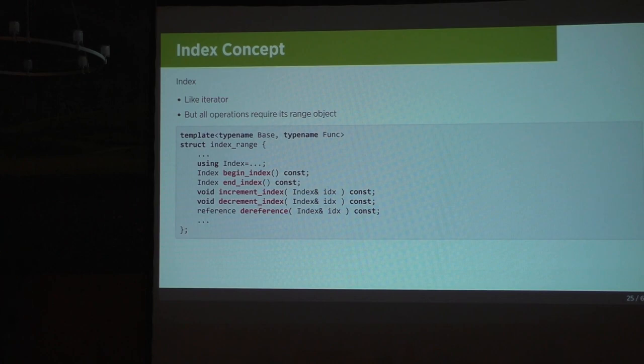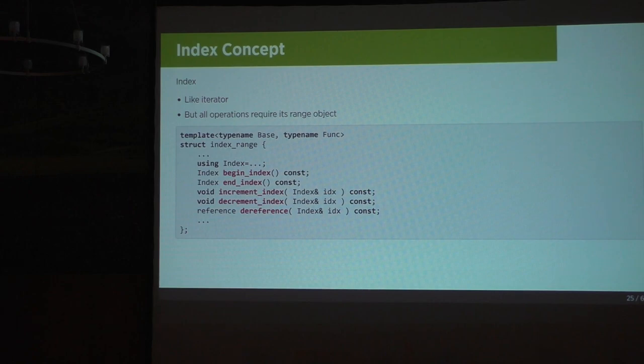Let's introduce a new concept. We go from iterators to what we call an index. An index is just like an iterator, except that if you want to do an operation on an index, you always have to supply the range that the index belongs to. So the index itself can't do anything. The iterator can. You can say iterator plus plus. But with the index, you can't. You have to basically say, okay, range, increment this index. You always have to supply the range. Let's see if this helps.